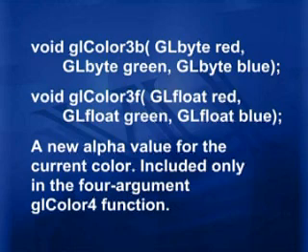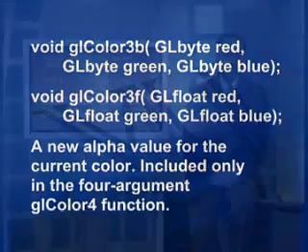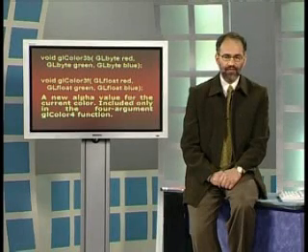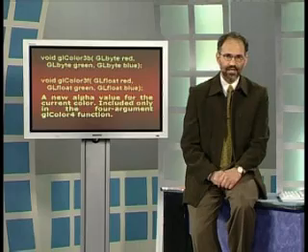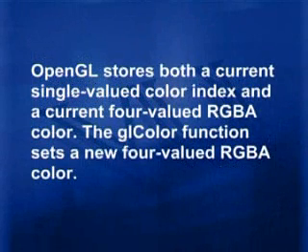A new alpha value for the current color can be included only in the 4-argument glColor4 functions. So the functions that involve the number 4 would be accommodating this 4th value, and we already know the use of this alpha channel, the 4th component, whenever we are playing with RGBA. OpenGL stores both a current single-valued color index and a current 4-valued RGBA color. The glColor function sets a new 4-valued RGBA color. So whenever we have to set a 4-valued RGBA color, we make use of the glColor function.